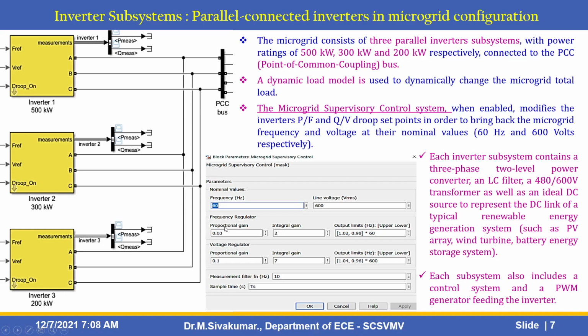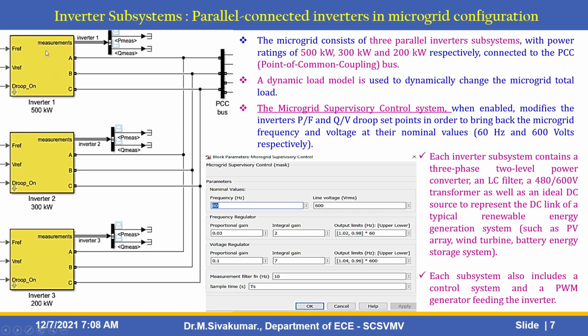Here the frequency regulator proportional gain is set to 0.03 and integral gain is 2. The voltage regulator proportional gain is 0.1 and integral gain is 7. Measurement filter rate is 10, sample time 3 seconds. This microgrid consists of 3 parallel inverter subsystems with 500, 300 and 200 kW ratings. A dynamic load is modeled to dynamically change the microgrid total load. Here this is the microgrid supervisory control. We set 60 Hz and 600 volts line voltage.